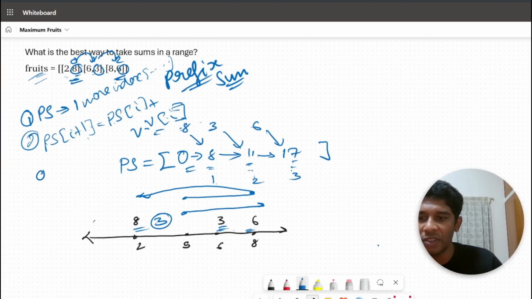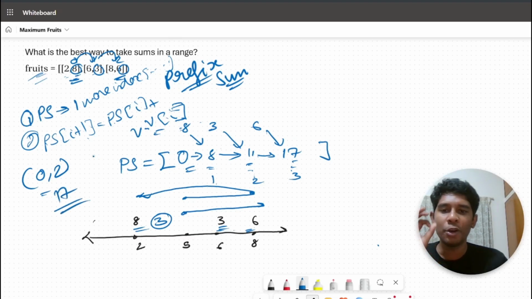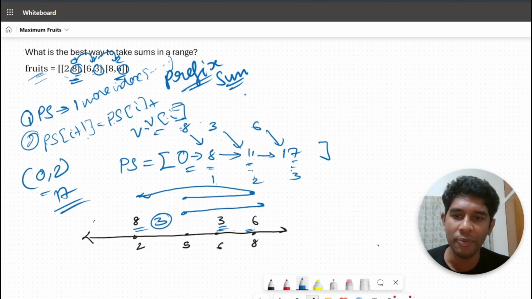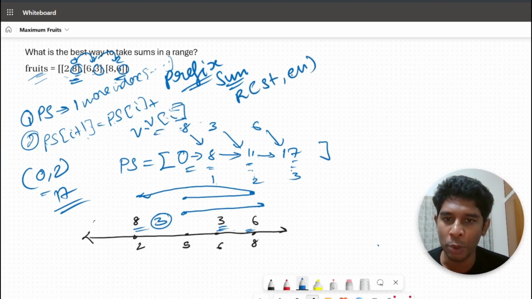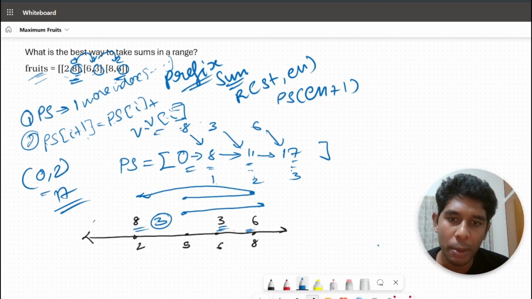So starting from 0 and going up to 2, you would add up all these indexes and tell me the amount of fruits that you collected. So you tell 8 plus 3 plus 6 is 17, right? But to get the same value, let's say we have to get the range sum between the start and end value. In our prefix sum, it's very simple. You just do ps of end plus 1 minus ps of start, right?